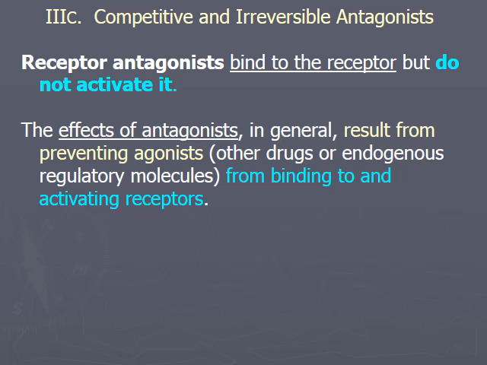Right? An antagonist is kind of like when somebody takes a shot and then you're boxing out to try to get the rebound. You're blocking out the other team. You're trying to get the ball, keep the other team from getting the ball, so that there's no basket. Right? Defensive rebound is an antagonist. And so the effects of antagonists in general result from preventing agonists from binding to and otherwise activating the receptors.